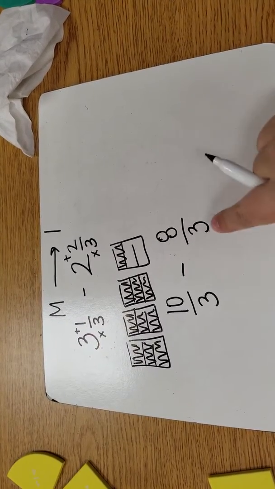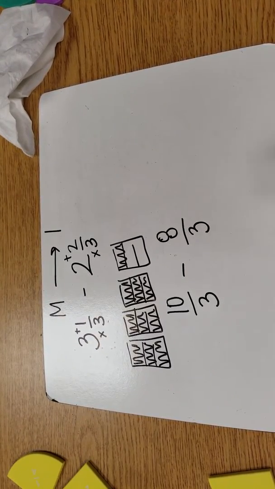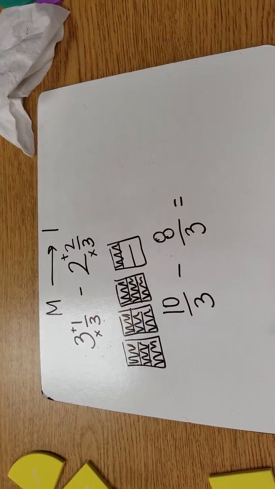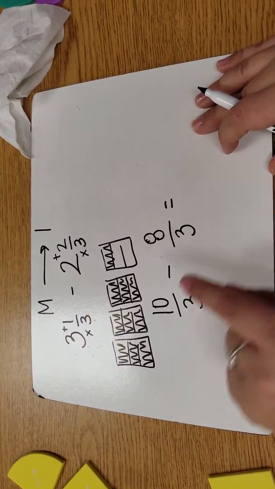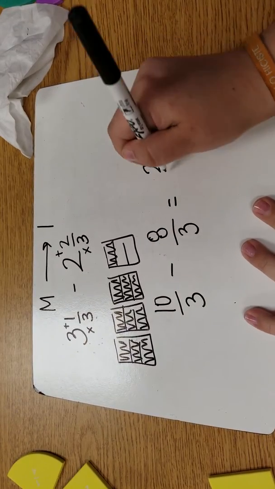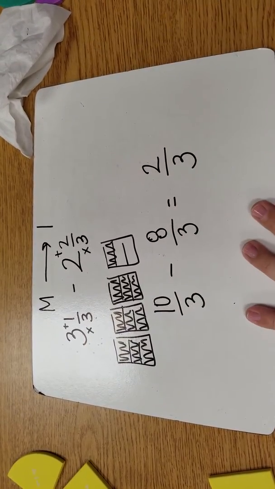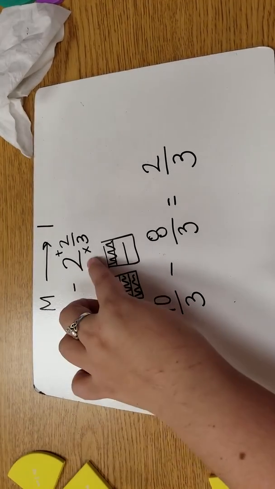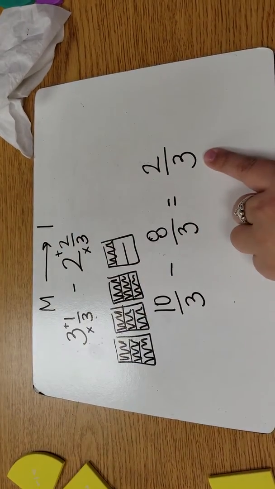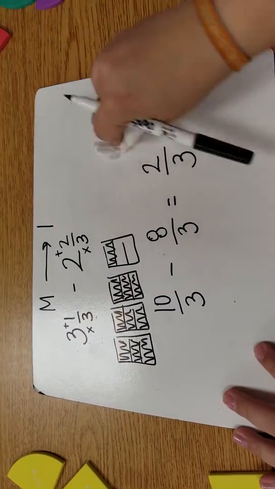So then we're going to do 10/3 minus 8/3. And then we go back to the same way that we subtract fractions, like fractions with the same denominator. 10 minus 8 is 2, and then we keep our denominator the same. So 3 1/3 minus 2 2/3 is 2/3. Let's do another example.